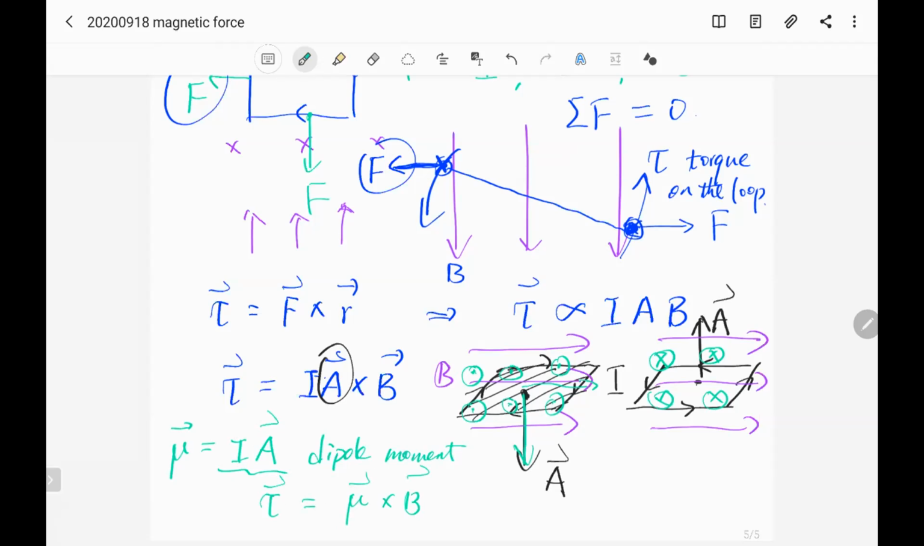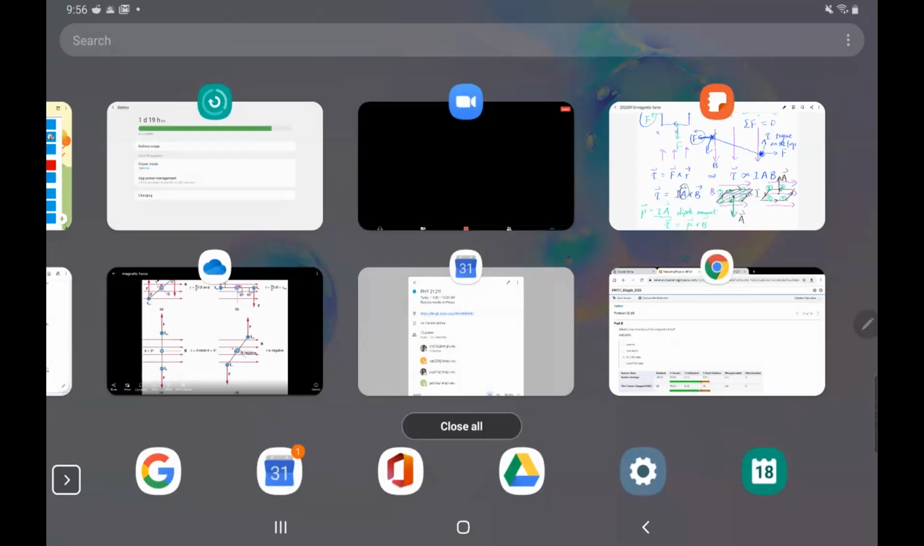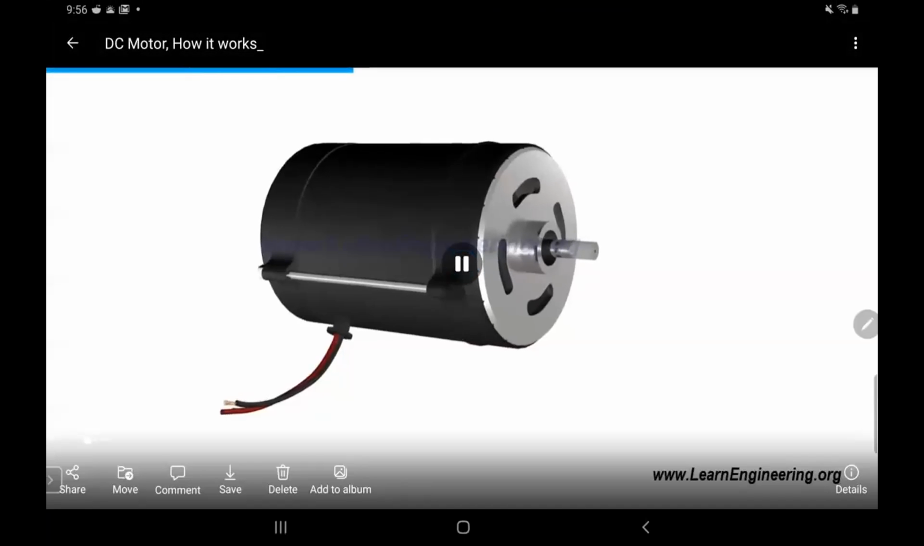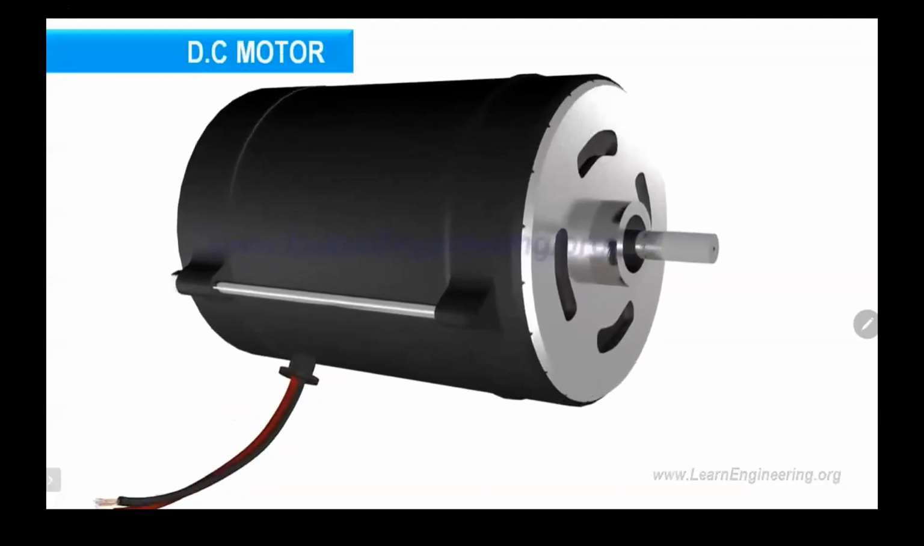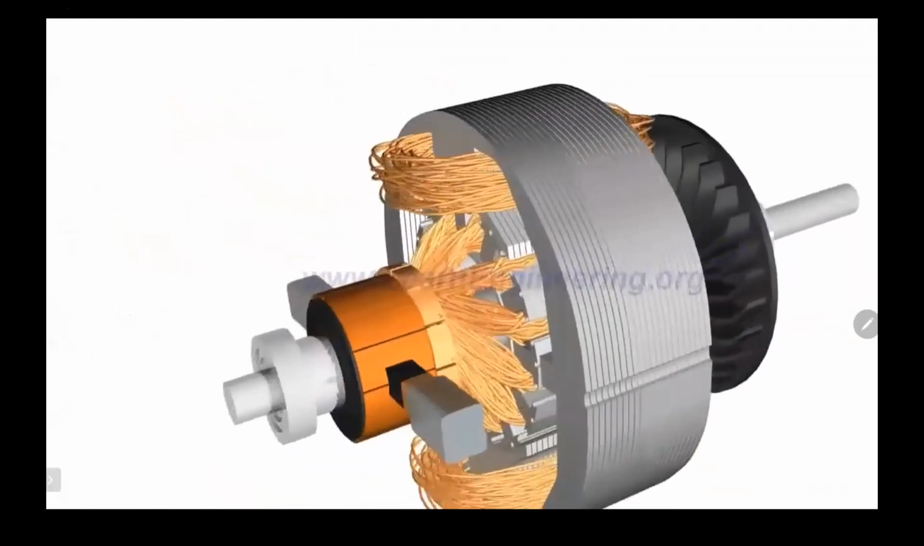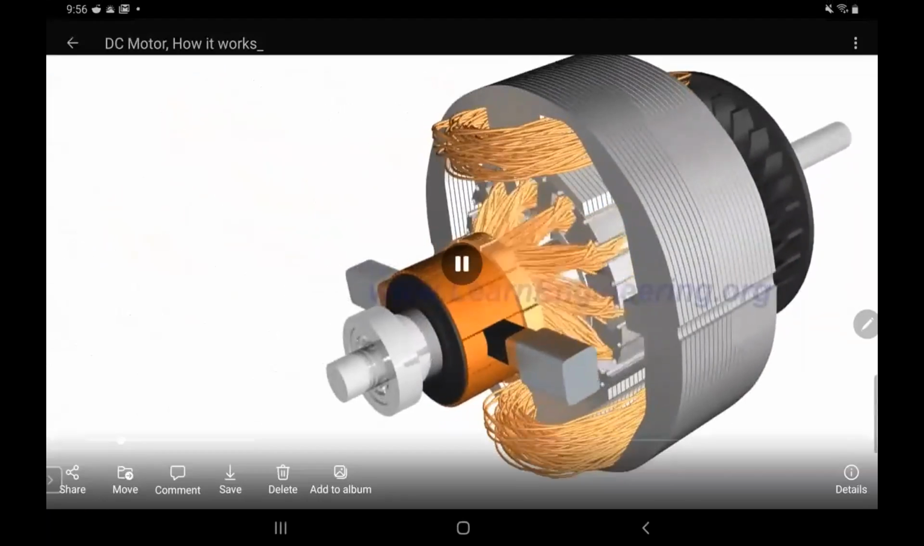Okay, this is the torque. And how is this useful? Why do we need to talk about this? I'll show you some interesting things. We can use this to make an electric motor. So there's a loop, and here's the motor. If you have a toy car with a battery inside, you will say there's a motor. So how does the motor work?